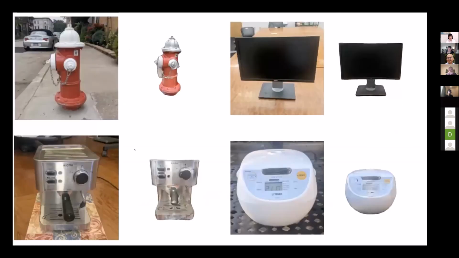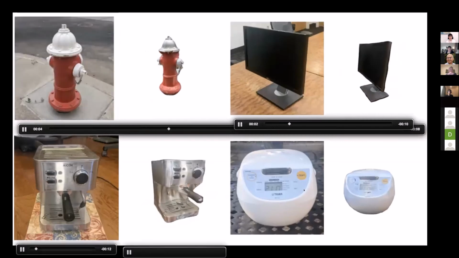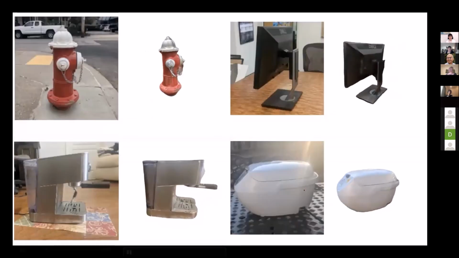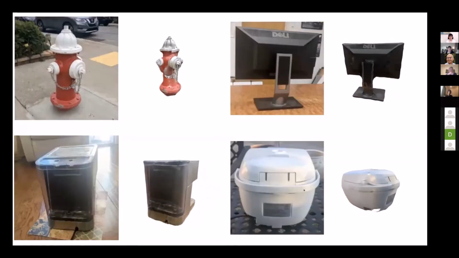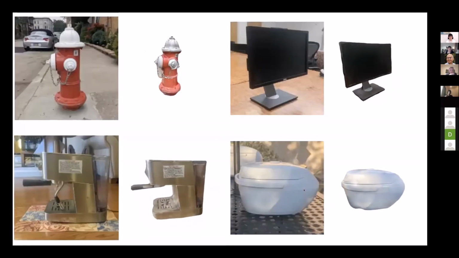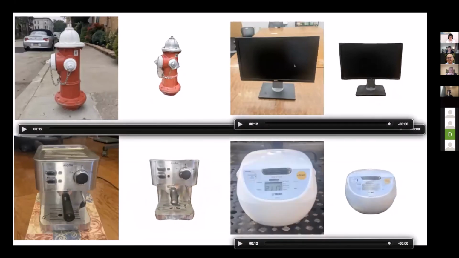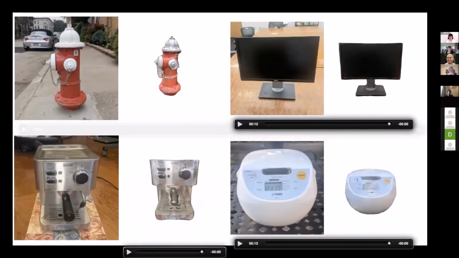And yeah, maybe just a few more results on some different scenes, where again, we can capture different kinds of shapes, though we don't model all of the details very well. For example, the milk frother in the espresso machine isn't captured quite well. But in some other cases, such as the fire hydrant or the desktop monitor, we are able to capture a lot of the details.